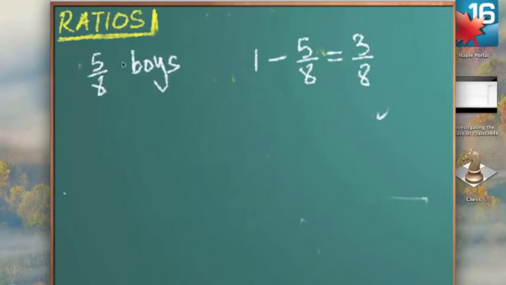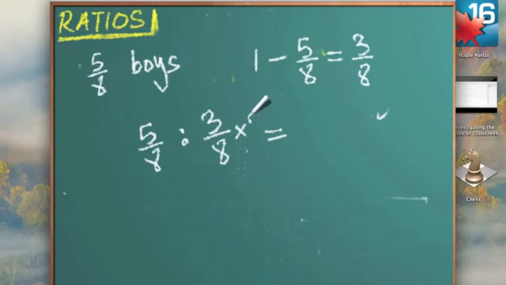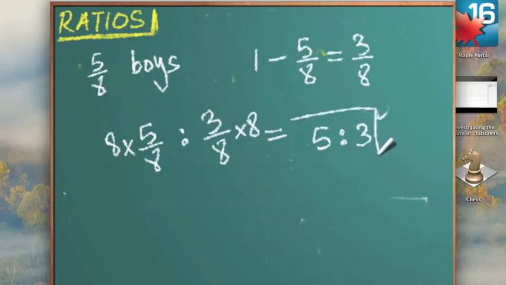And then we can just see that the ratio between 5/8 and 3/8 is, what is it? Multiply both sides of a ratio by 8. Remember, we can always multiply both parts of the ratio by a number and get an equivalent ratio. If we multiply both parts by 8, we get 5:3. So the ratio in which the number of boys and the number of girls occur in the school is 5:3, and that is our answer.